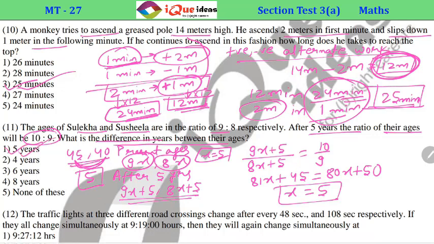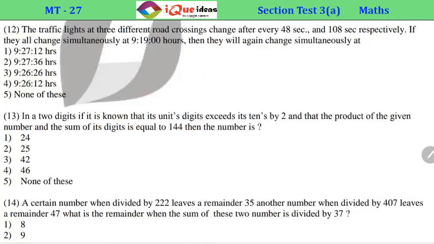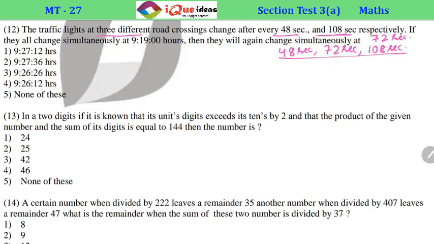Alright. Now let's take up the next question. Now this 12th question. It says the traffic lights at 3 different road crossings change after 48 seconds, and 108 seconds. So one of them is missing. I know the other one is 72 seconds. So we have 48 seconds, 72 seconds and 108 seconds. Okay, so these are the 3 time intervals.